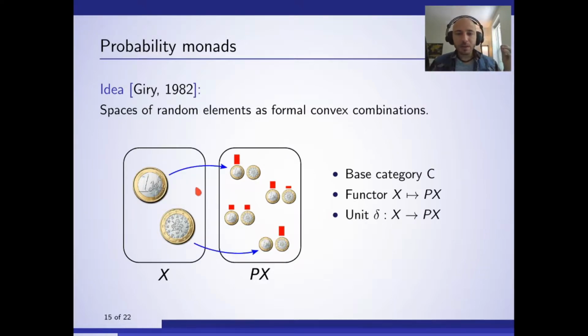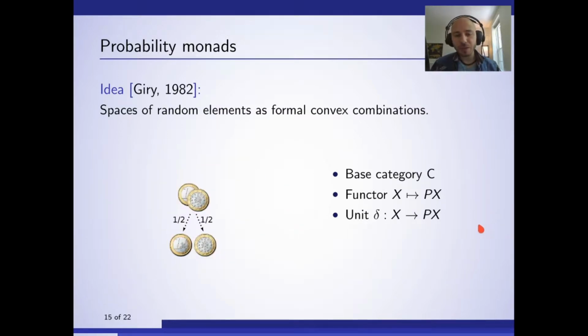Now, clearly, a completely deterministic state, like 100% heads, corresponds to just heads. So there's a natural map from X to PX that picks out somehow the deterministic states in there. That's the unit of the monad. And more interestingly, suppose that I have a fair coin in my pocket. It could be heads or tails. And this loaded coin in my pocket that has two heads. Okay?